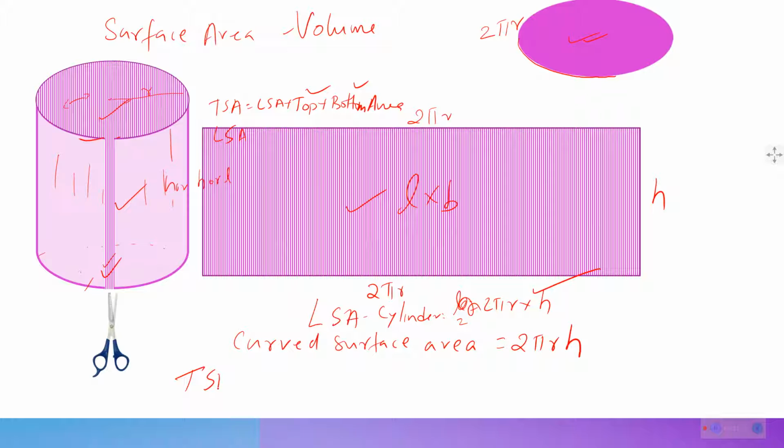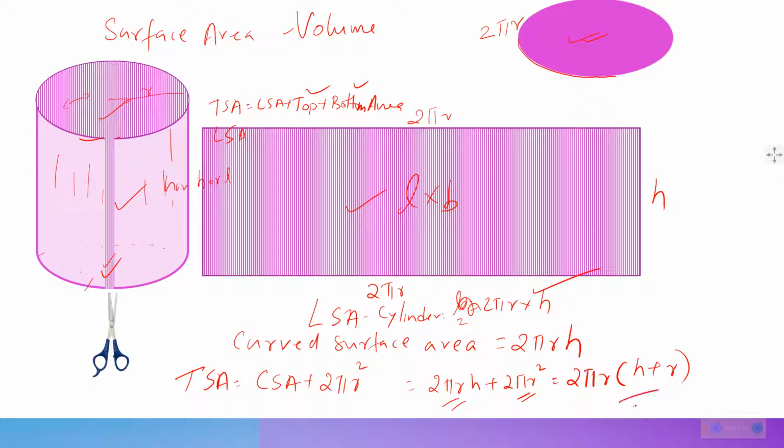If you ask me total surface area, it is equal to curved surface area plus 2 times pi r square, for the top and bottom. That means 2 pi r h plus 2 pi r square. Here 2 pi r is common in both, so we can simply write 2 pi r into h plus r. This is the formula to calculate total surface area of a cylinder.